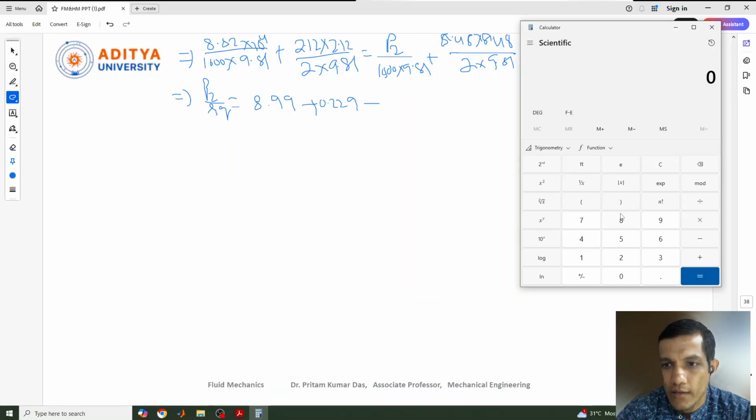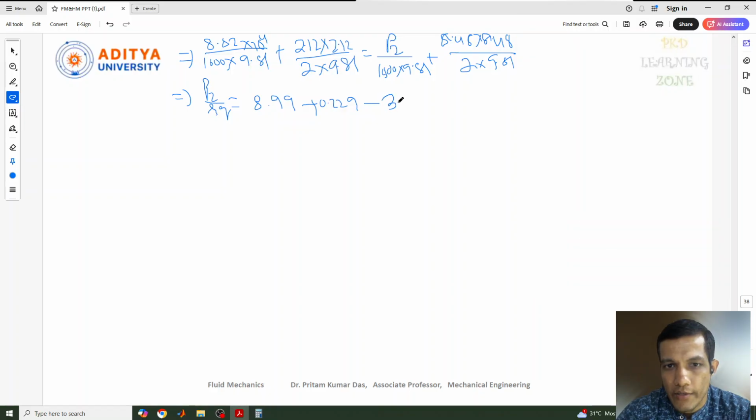So how much will be there? That is 8.48 into 8.48 divided by 19.62, which is nothing but 3.66 some value. So anyway, how much are we getting now? If this is 9 point something, minus this one, mostly we'll get near about 5.5 for this value of P2 by rho g.